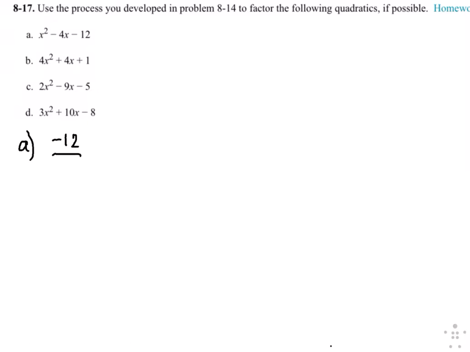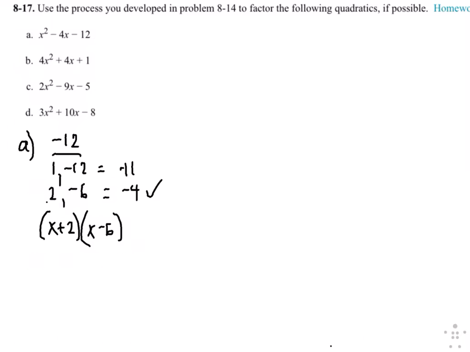So let's try 1 and negative 12. No, that would give me negative 11. And 2 and negative 6, when added, would give me negative 4. So that one works, right? Because multiplied is negative 12, added is negative 4. So we get x plus 2 and x minus 6, right? There's the 2, there's the minus 6. Okay, so there's factored form.